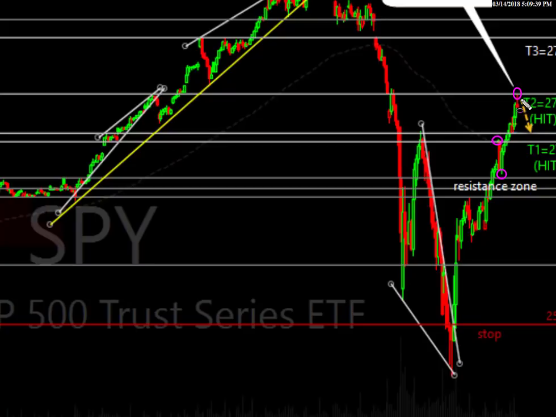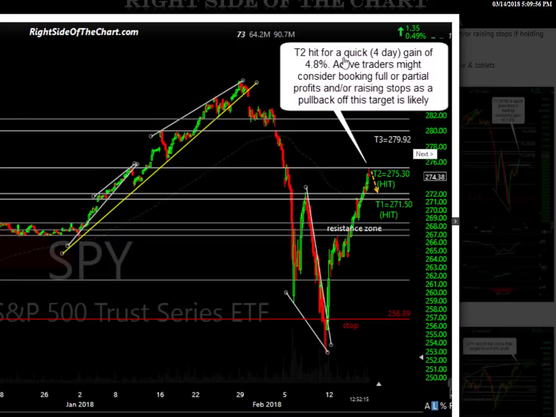You don't always get them. You need to really confirm that on the intraday charts. And again, that's off topic here, 5-minute charts, shorter term charts. Sometimes you can blast right on through a target and go on to the next one. But in this case, you can see as this trade panned out, and as I listed at the time, that there was a very good chance. I said active traders might consider booking full or partial profits and raising stops as a pullback is likely.